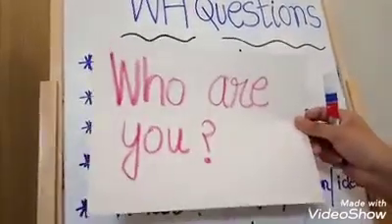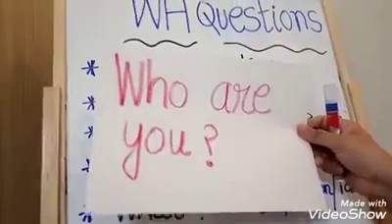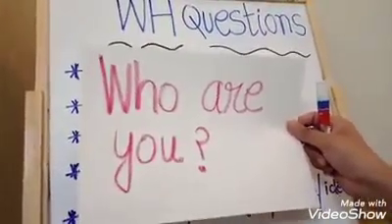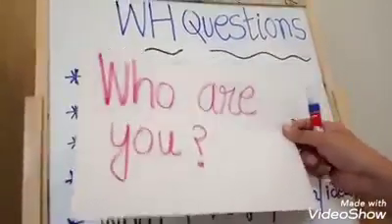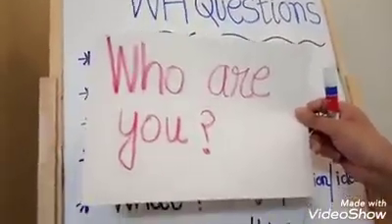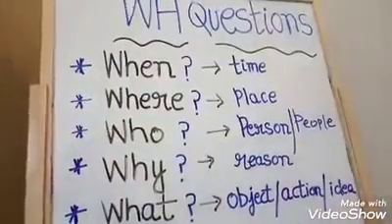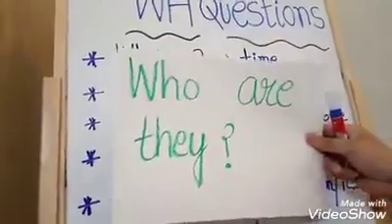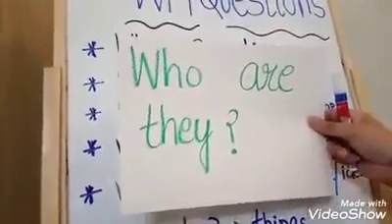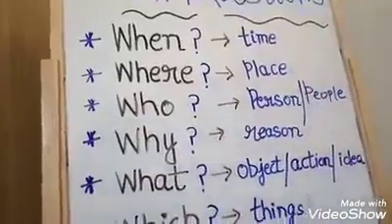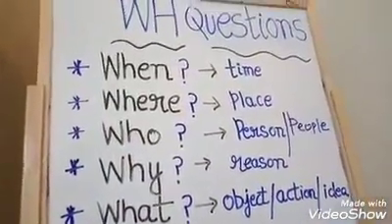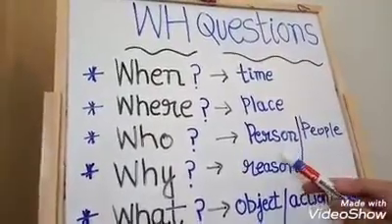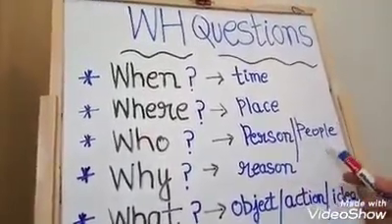So you have to tell about yourself. You may say your name or any other information that you think is suitable for this question. You may also ask, like, who are they? Or who are these people? Alright? So who is always used to know about any person or people.